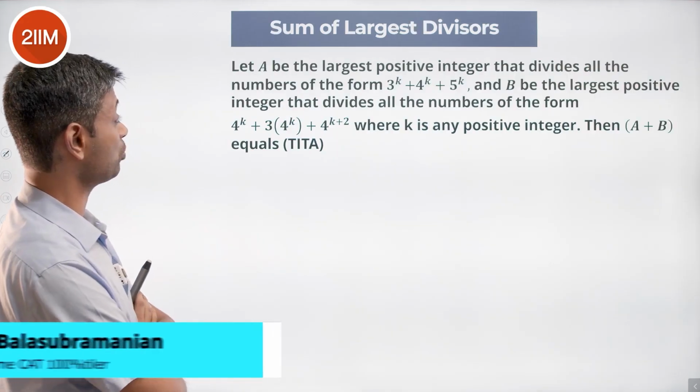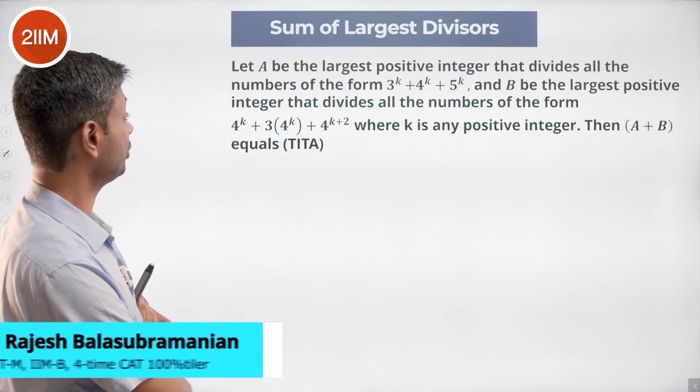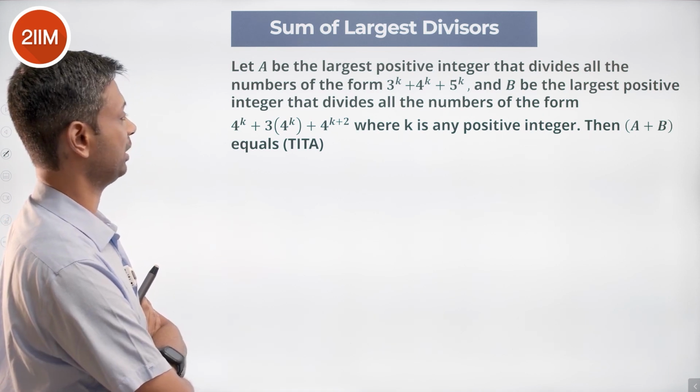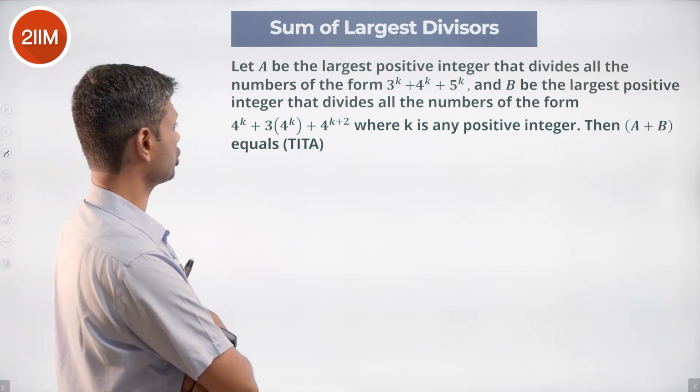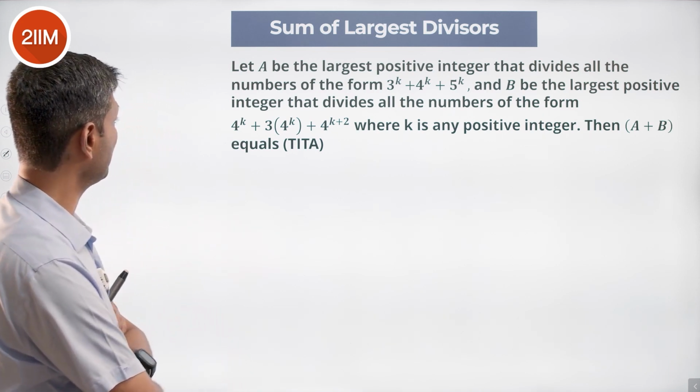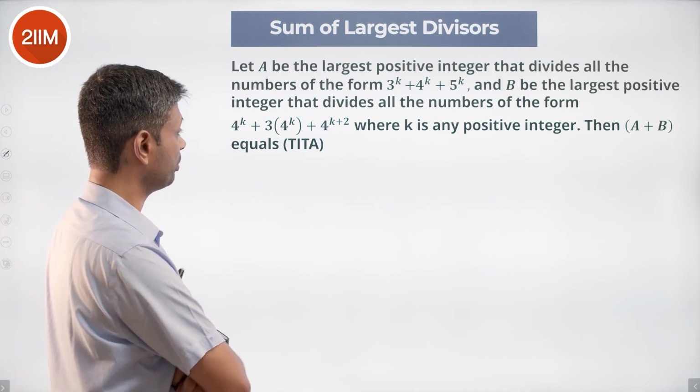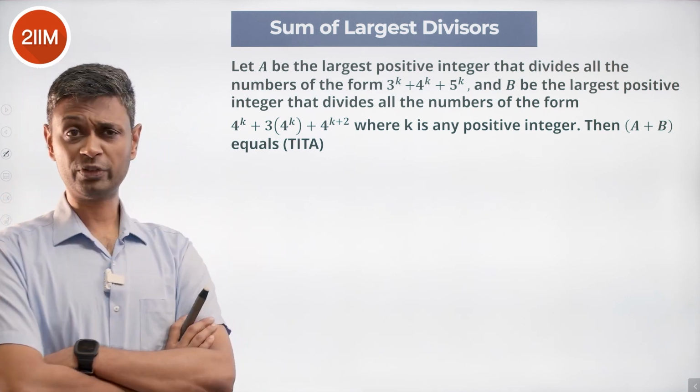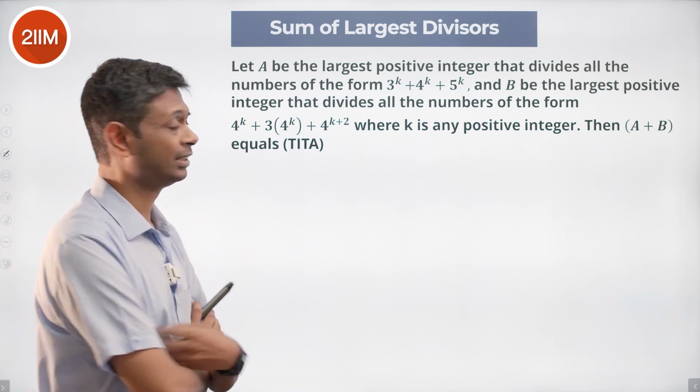Let A be the largest positive integer that divides all numbers of the form 3 power k plus 4 power k plus 5 power k. B be the largest positive integer that divides all numbers of the form 4 power k plus 3 times 4 power k plus 4 power k plus 2, where k is any positive integer. Then A plus B, what is it?